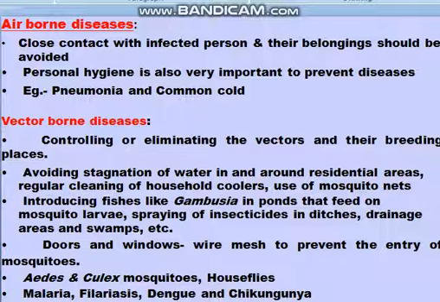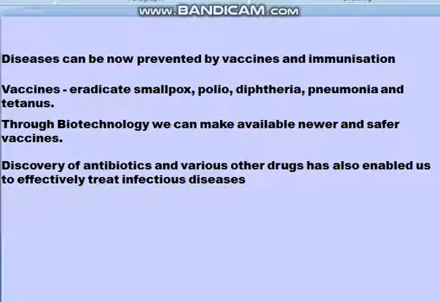So these are certain preventions to protect ourselves from airborne, waterborne and vector-borne diseases. Diseases can also be prevented by vaccines and immunization. Vaccines are used to eradicate smallpox, polio, diphtheria, pneumonia and tetanus. And through biotechnology we can make available newer and safer vaccines. And the discovery of antibiotics and various other drugs also enables us to effectively treat infectious diseases.